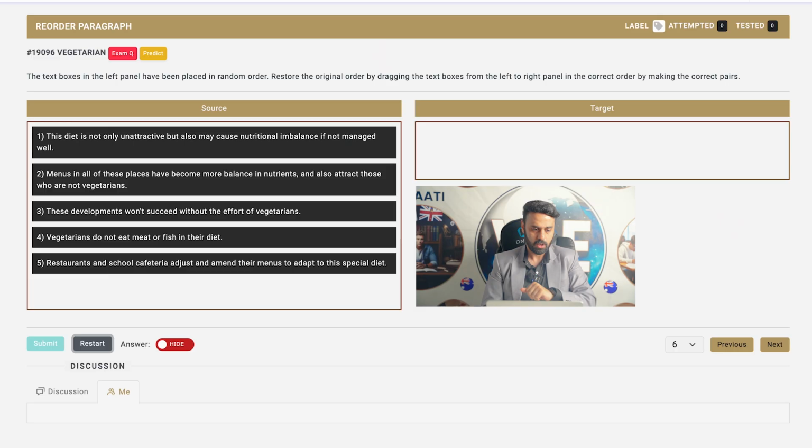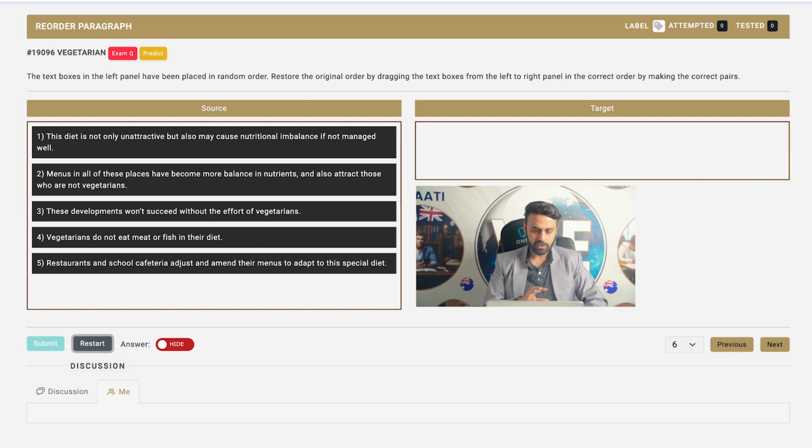Now let's go back to this particular reorder question. If I focus on the very first sentence, it says, "This diet is not only unattractive, but also may cause nutritional imbalance if not managed well." This diet, that means this particular diet is already mentioned somewhere else, right? So this cannot be your first sentence. But let's read the second sentence now. "Menus in all of these places have become more balanced in nutrients and also attract those who are not vegetarians."